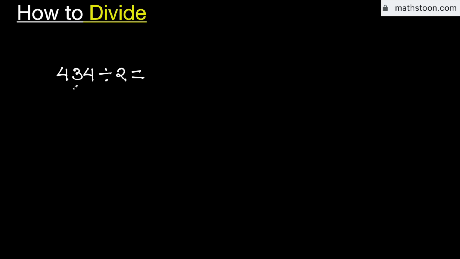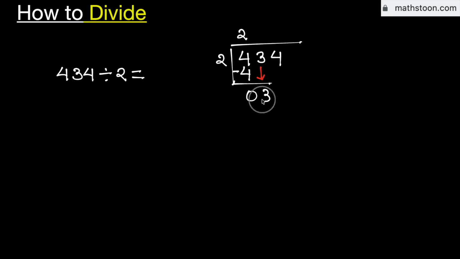Let's learn how to divide 434 by 2 using the long division method. Consider the first digit 4. We know that 2 times 2 is equal to 4. Subtract, we get 0. Now this 0 is less than 2. That is why we will bring down this adjacent 3 here.